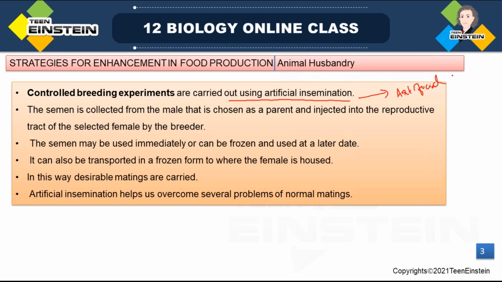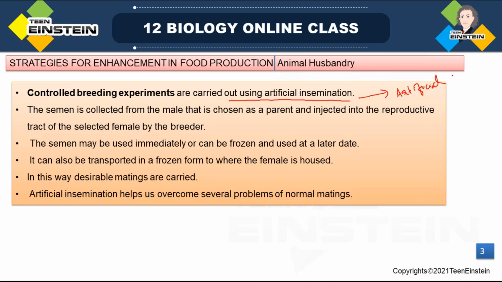They will select the male parent and female parent. The female parent will have some good traits, and the male parent will have some other good traits. How will they bring the good traits from the male parent to the female parent? They will collect the semen from the male parent, which is chosen based on the character, and then it is injected into the reproductive tract of the female parent which they have selected.